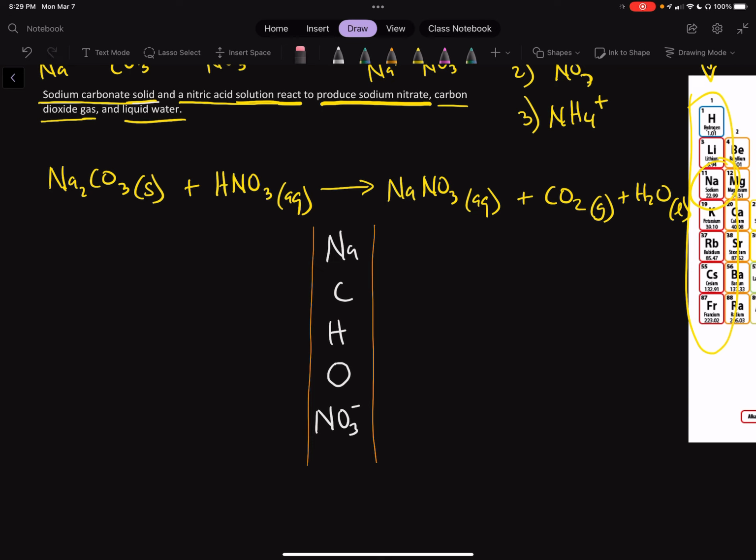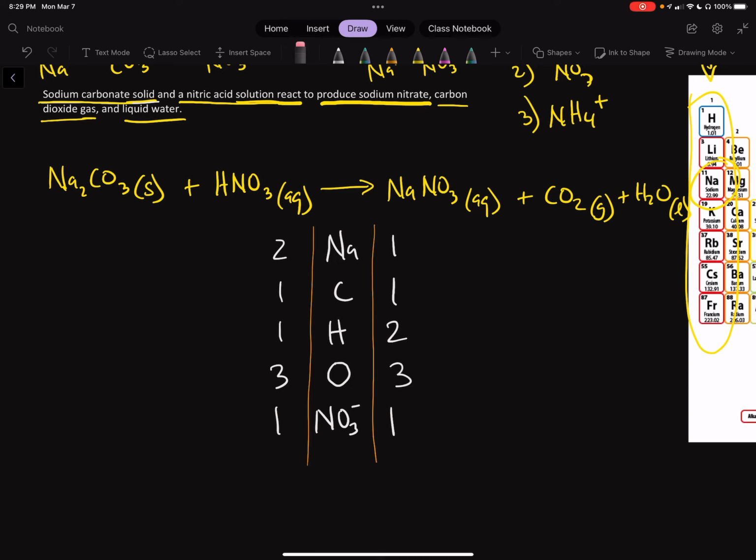Anyway, so now doing the head count. Sodium on the left side, I have 2. Carbon, I have 1. Hydrogen, I have 1. Oxygens that are not in my nitrates, I have 3 from that carbonate. And then the nitrate, I have 1 nitrate. Okay, on the right side, I have 1 sodium. I have 1 nitrate, that's from that. And then I've got the 1 carbon in my CO2. I've got the 2 hydrogens. And then oxygens that are not in nitrate, I have 3, 2 from carbon dioxide and 1 from water.